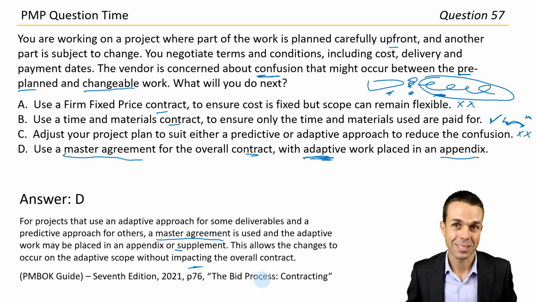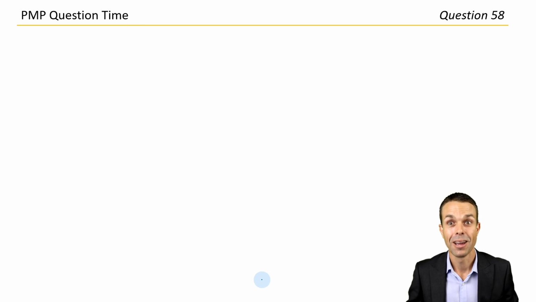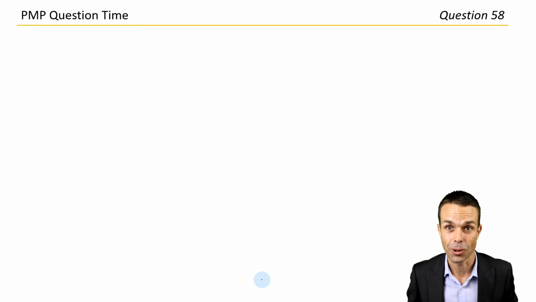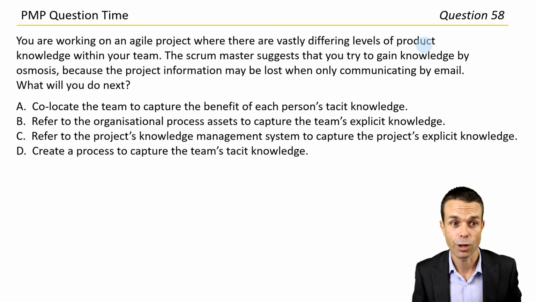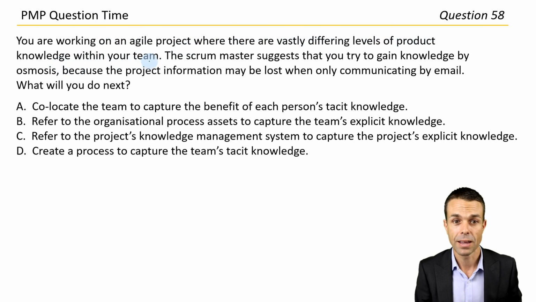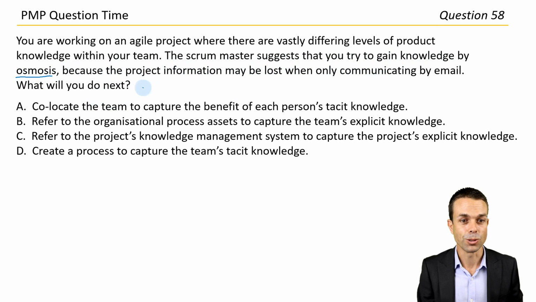And you know what else we can check out is the last 3 questions in this particular section. Wow, we're really getting through this. You're doing an amazing job. Not far to go. Let's keep going. You're working in an agile project where there are vastly differing levels of product knowledge within your team. The Scrum Master suggests that you try to gain knowledge by osmosis, because the project information may be lost when only communicating by email. What will you do next?